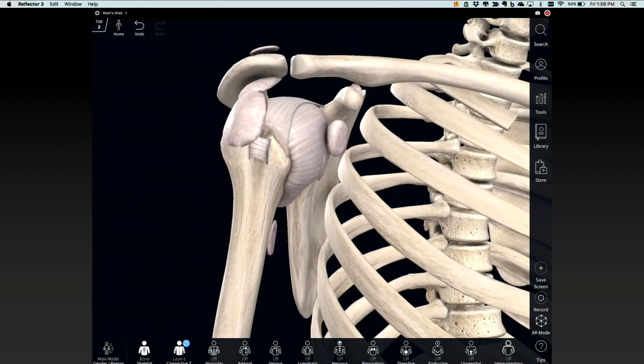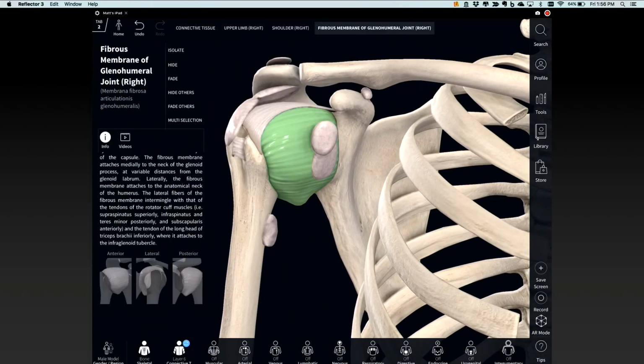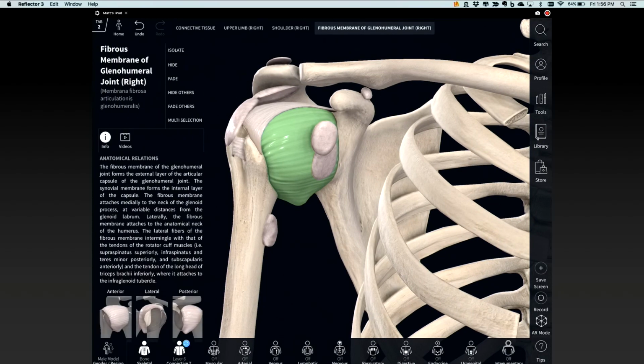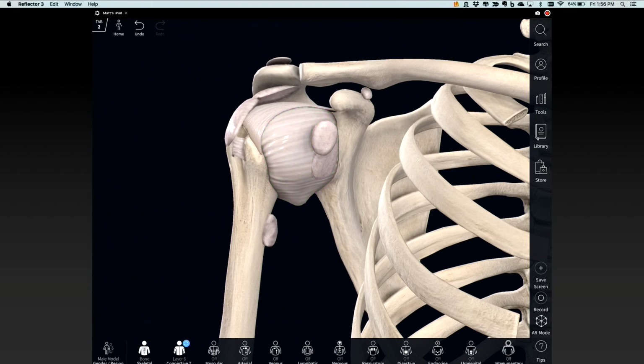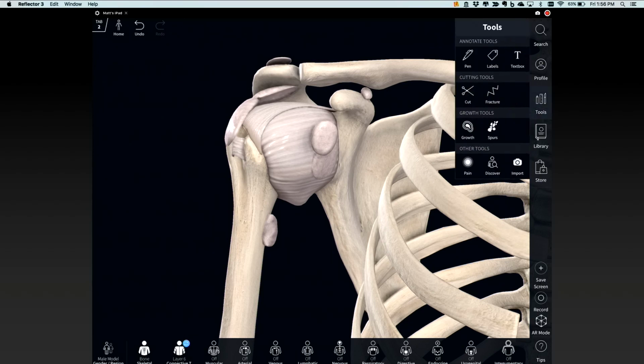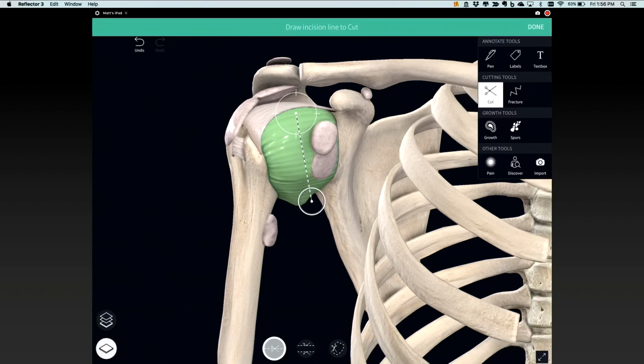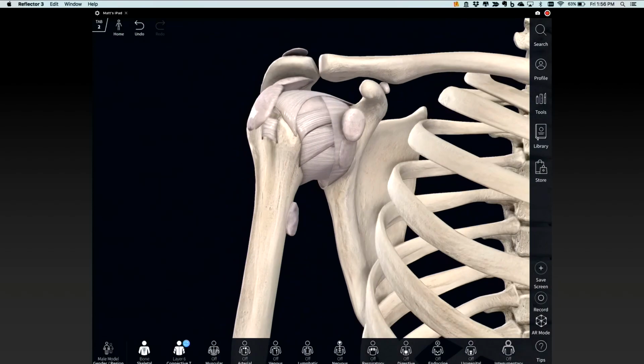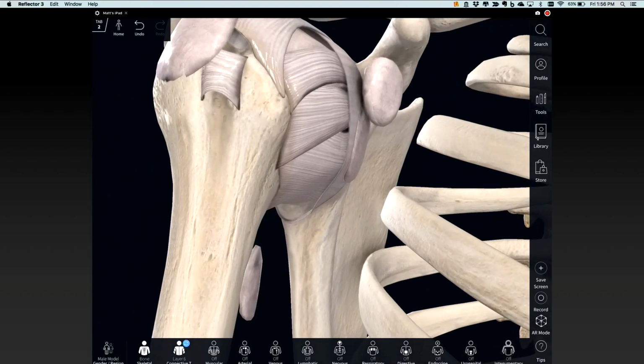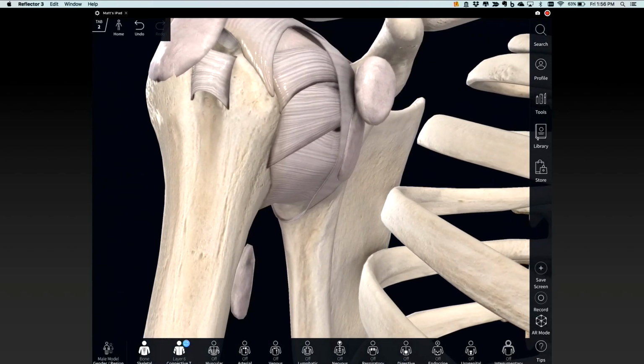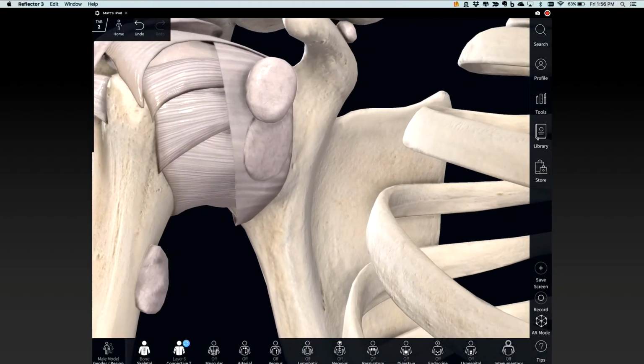So first of all, capsule. Fibrous capsule. Synovial joint, fibrous capsule, tries to contain the joint and anchor it within the sheath. It's relatively thin. If I cut it away, see how thin that is? Not a whole lot of stability just from the capsule.